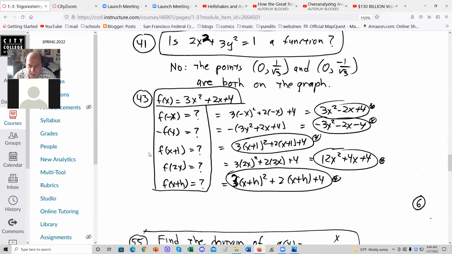We proceed. F of x plus 1 is what? Well, 3 times x plus 1 squared plus x plus 1 plus 4. That'll do. We could have, of course, expanded this, but no point in bothering right now. Similarly, f of x plus h is 3 times x plus h squared plus twice x plus h, that plus 4, and there we go. Same as this when h equals 1. F of 2x, you put a 2x in here: 3 times the square of 2x plus twice 2x plus 4. After a bit of work, that's 12x squared plus 4x plus 4.